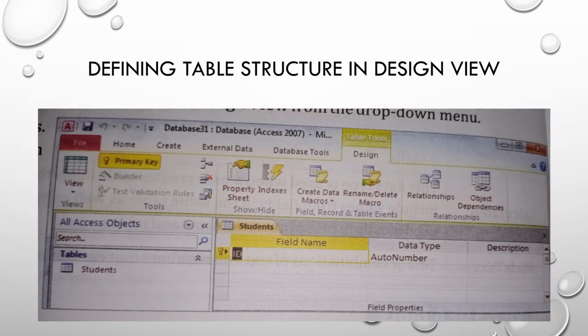Press the Tab key to move to the description column. In this column, you can give any comment related to the field. This is an optional step. Press the Tab key again and the cursor will move to the field name column in the next row. Repeat this process until you create all the required fields of the table and set their properties.